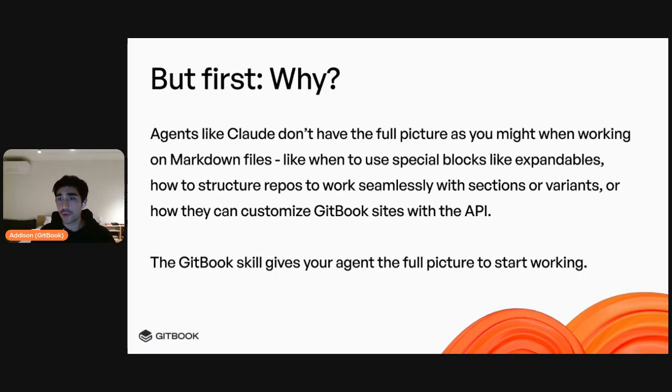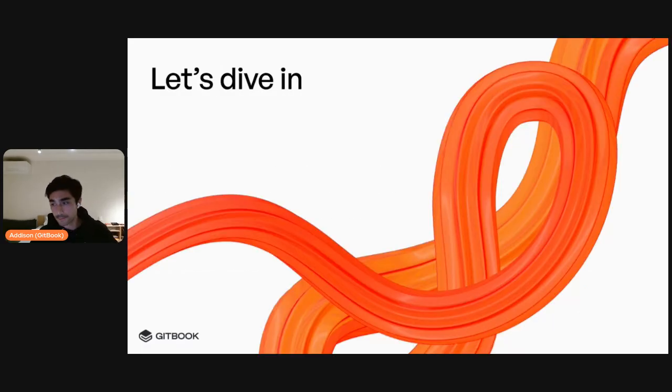An AI agent out of the box won't really know how to use these certain things, but when it has the context provided from a skill that we've provided at GitBook, it then has all the access in order to complete the things that it needs to do. So this GitBook skill allows the agent to get the full picture to start working.